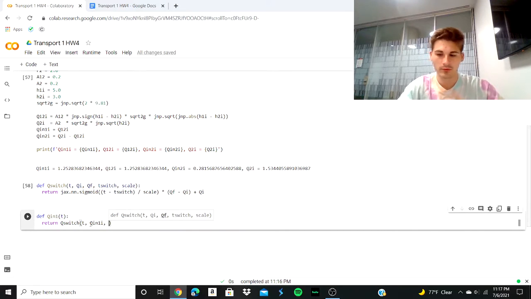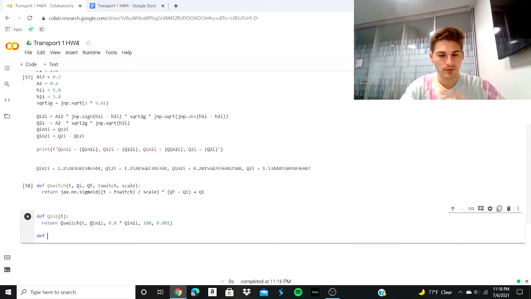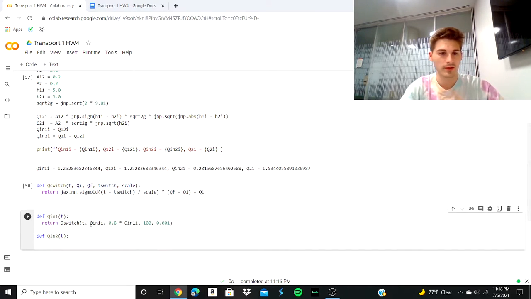The final flow, we can just say, is 80% the initial flow into tank 1. The time that we're going to make the switch occur at is 100 seconds, and then we use a scale of 0.001. And then we'll do a similar thing for the flow going into our second tank.